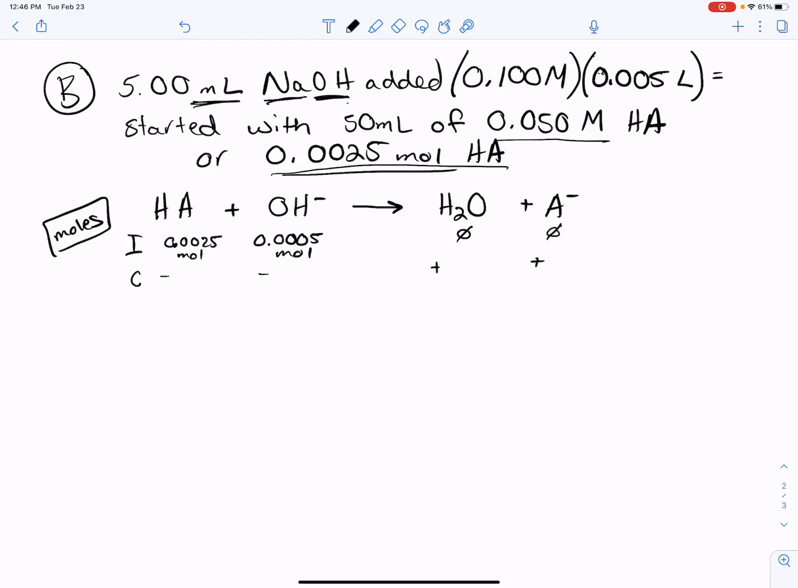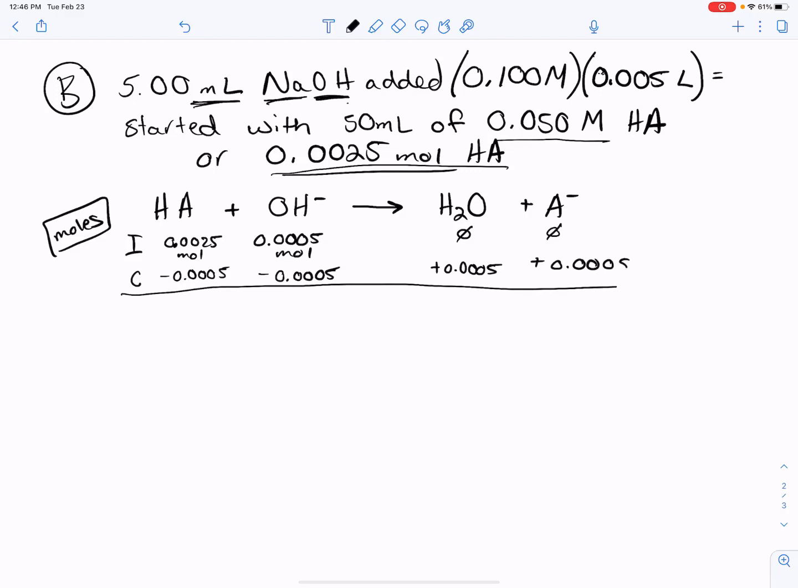So which one am I going to run out of? Hydroxide or my weak acid? Hydroxide. And so I'm going to lose 0.0005 from both sides, from both my HA and my hydroxide. And at the same time, I'm going to gain both my water and my conjugate in the same amount because they're all stoichiometrically equal to each other.